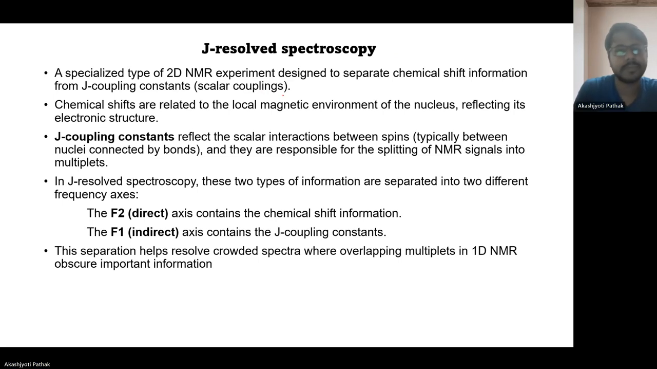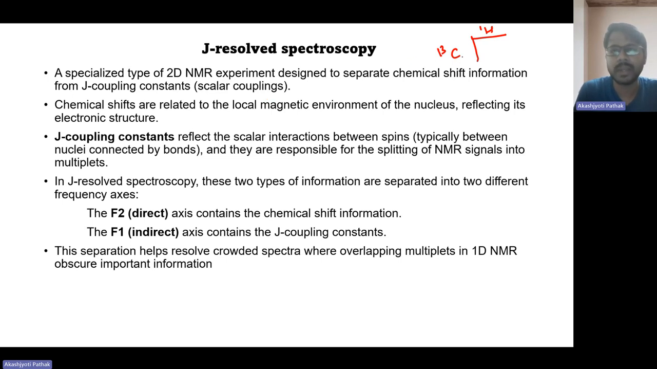In a 2D NMR experiment, you are measuring both chemical shift and J coupling. For example, the frequency of C13 on one axis and proton on the other axis. So two dimensions you are measuring simultaneously, right? So if we want to separate this chemical shift information from the J coupling, or the scalar coupling.